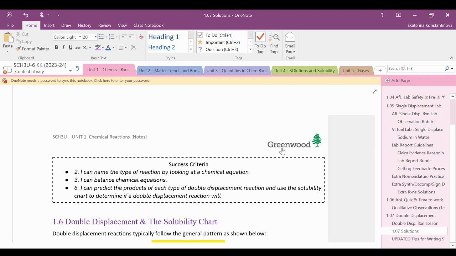Hi everyone. Today we will be working on double displacement. Our goals for today are to be able to name the type of reaction by looking at the chemical equation, balance chemical equations, specifically double displacement, and predict the products of each type of double displacement reaction using the solubility chart to determine if a double displacement reaction will occur.